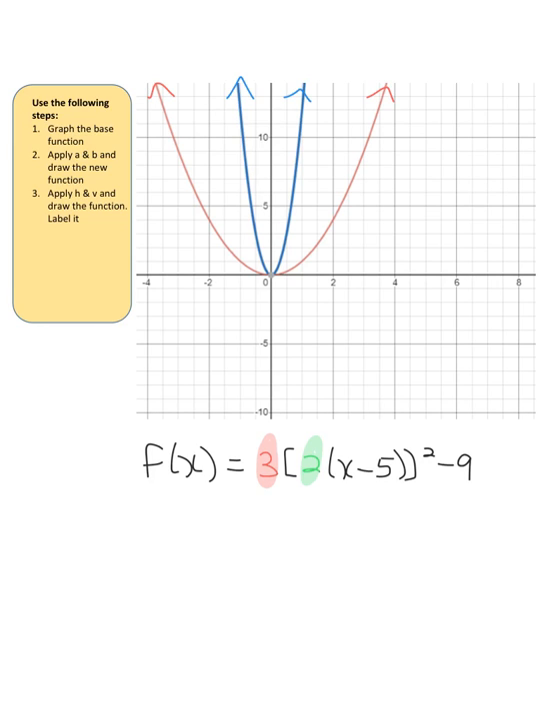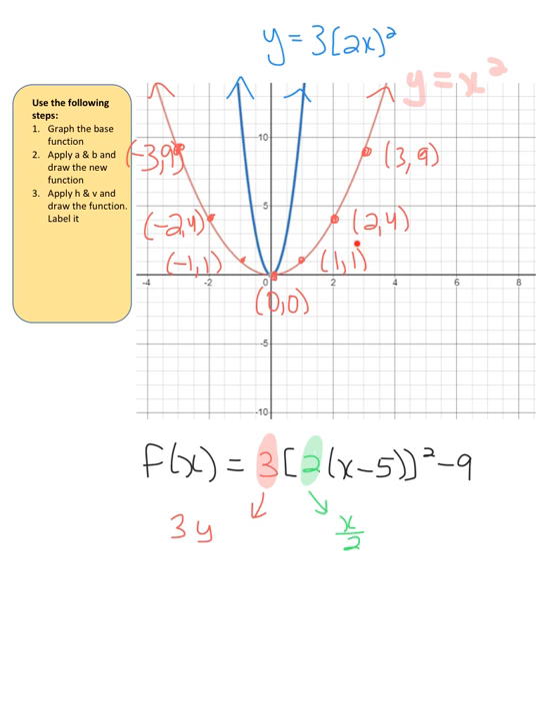So the red graph was my base function, y equals x squared. And then this blue graph is when I applied the 3 and the 2. So the equation of that would be y equals 3(2x) squared. I have not applied the negative 5 or the negative 9 yet. That's going to be my step 3. So that is not part of this equation.